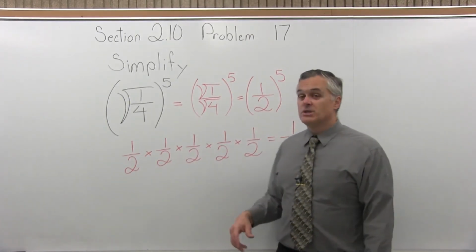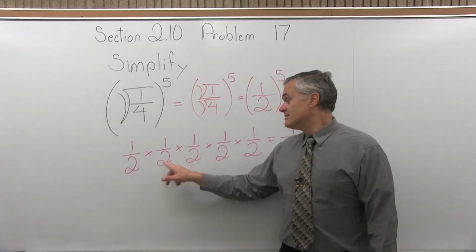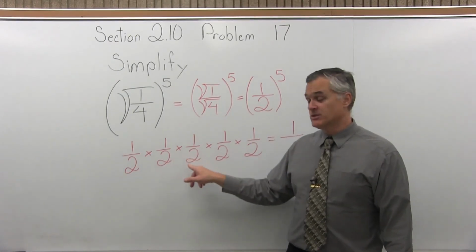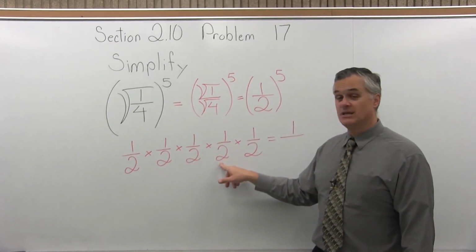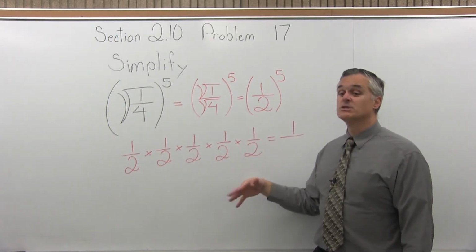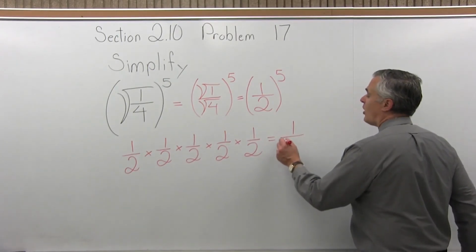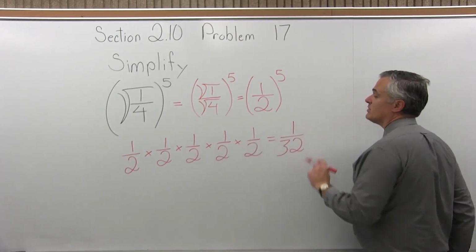The denominators, you multiply the 5 2's together. 2 times 2 is 4, times the next 2 is 8. Times the next 2 would be 16. Times the last 2 would be 32. So when you multiply all the denominators together, all those 2's multiplied together, it comes out to 32.